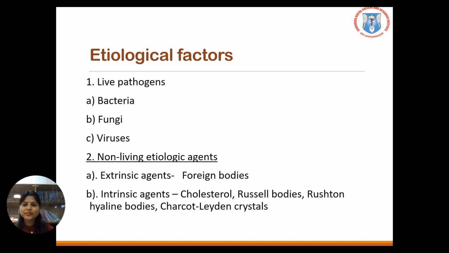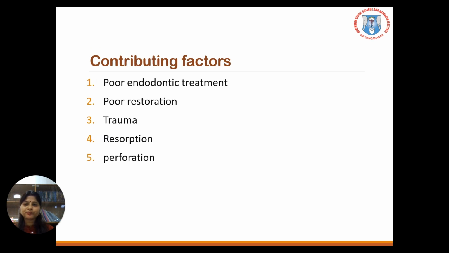Now, why do these lesions occur? Endodontic lesions occur mainly because of living pathogens such as bacteria, fungi, and viruses. Now, we know that plaque contains bacteria, and root canal caries contains live pathogens such as bacteria, fungi, and viruses. Also, non-living etiological agents that result in the lesions can be foreign bodies, cholesterol, Russell bodies, Rushton bodies, Hyaline bodies, charcoal, and Charcot-Leyden crystals. They can all be the etiological factors for the endoperio lesions.